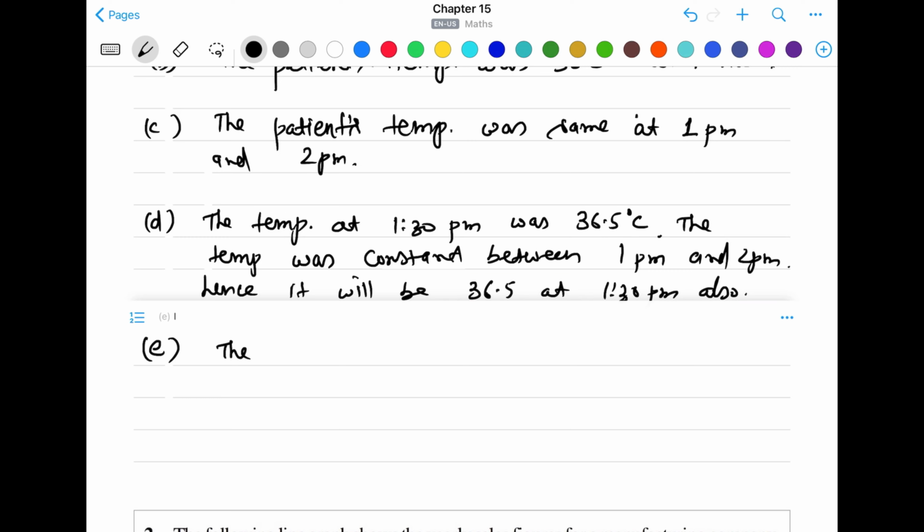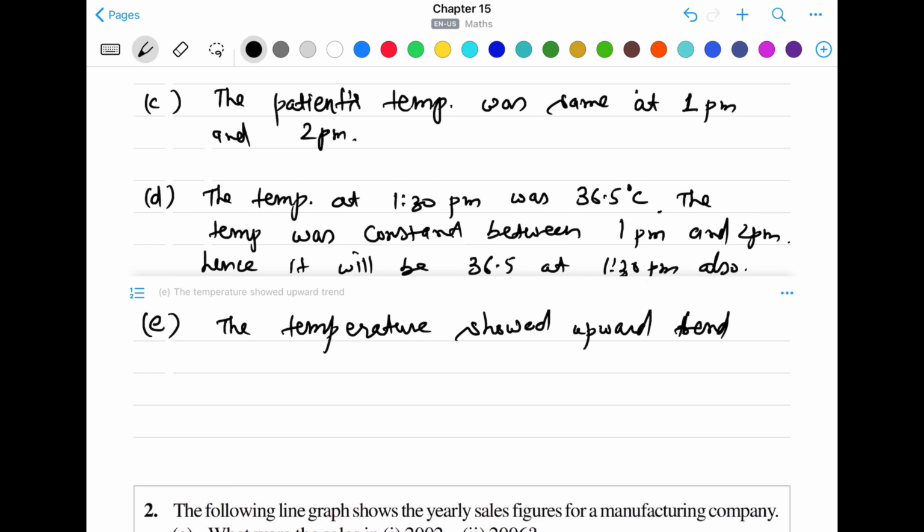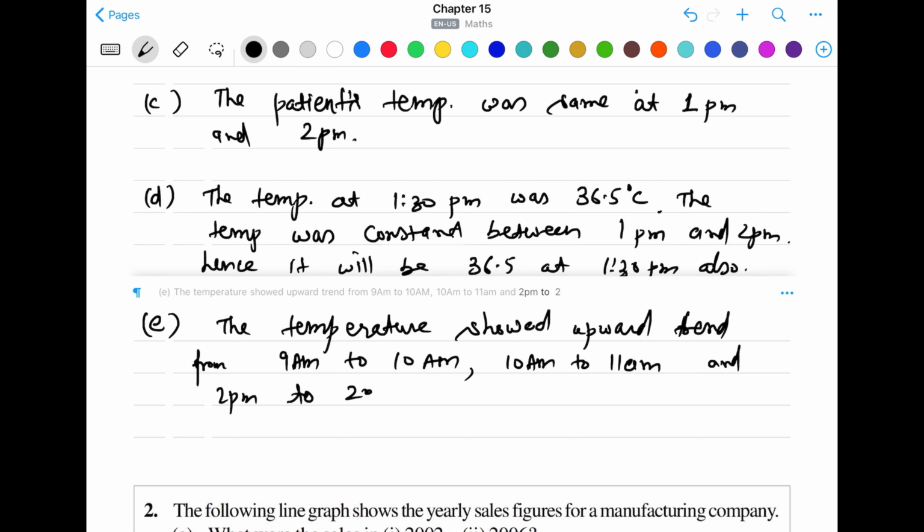the temperature showed upward trend from between, or you can say from 9 a.m. to 10 a.m., then 10 a.m. to 11 a.m. and in the last 2 p.m. to 3 p.m. The temperature has showed upward trend 3 times, 9 a.m. to 10 a.m., 10 a.m. to 11 a.m. and 2 p.m. to 3 p.m. So that's the answer for the question number 1.